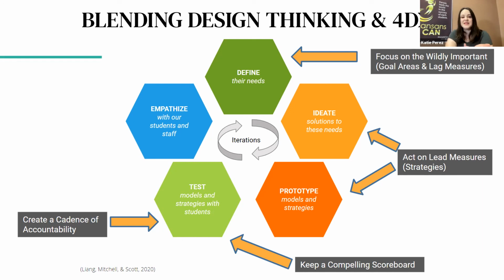When you think about that design process, we want you to begin layering on how we really focus when we're defining on that wildly important goal. What is it that we are truly trying to achieve? And how do we know when we get there? Then when we ideate and we prototype, we are acting on those lead measures. We are constantly thinking about ideas and strategies that are going to help us support that wildly important goal that we've already defined. And then as we test, we are keeping compelling scoreboards that really make it easy and clear for us to see if this is a game we are winning or if we need to pivot.